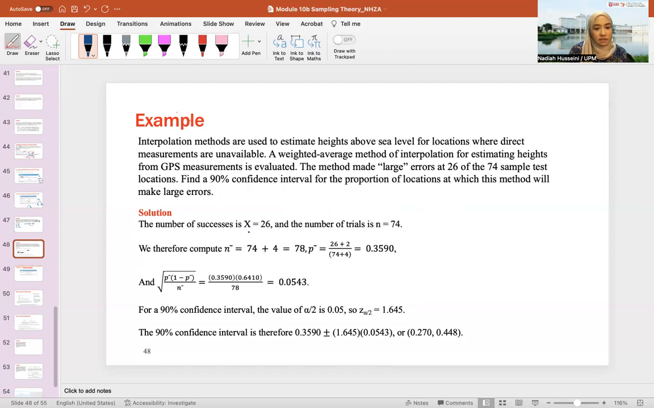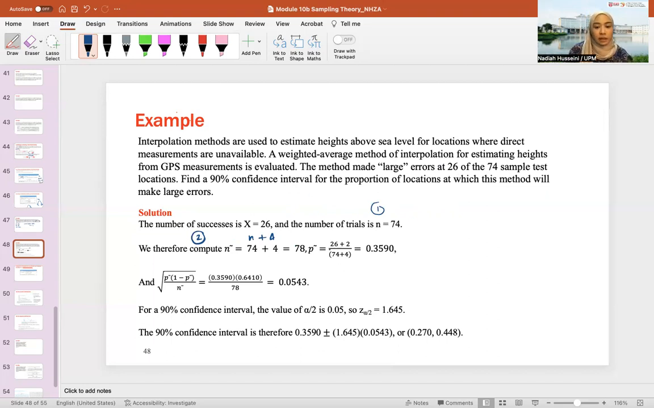The number of successes is x equals 26. The number of trials n is 74. Therefore, we find out what the modified n is. So this was your first step, specifying what your x and your n are. Second step is to find your modified n and your modified p. Modified n is n plus 4. Your 4 is a constant. You don't change it into n plus 3 or n plus 2. No, it's always a 4, always.